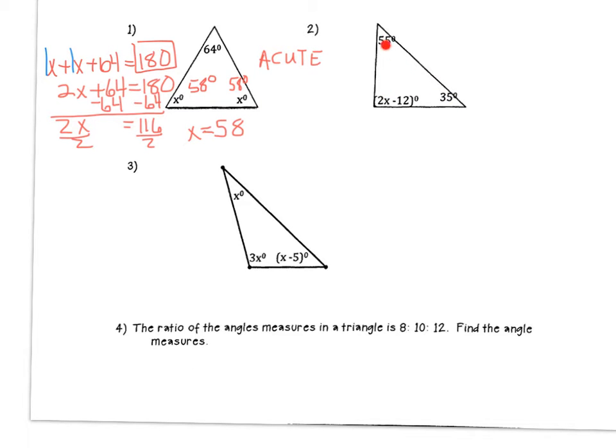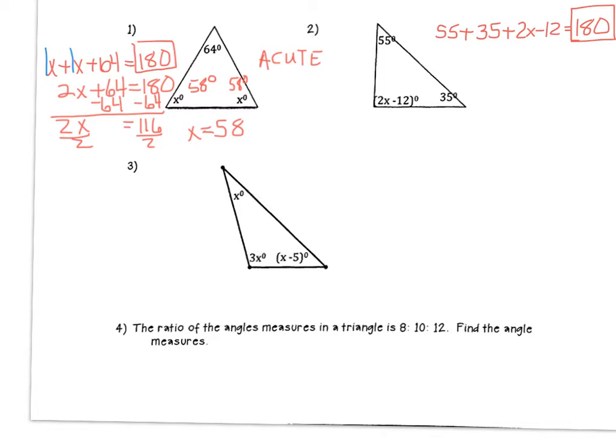All three angles in a triangle add up to 180 degrees. So here we go. 55 plus the 35 plus the 2x minus 12 has to equal 180 degrees. That's how it always works in a triangle, 180 degrees.